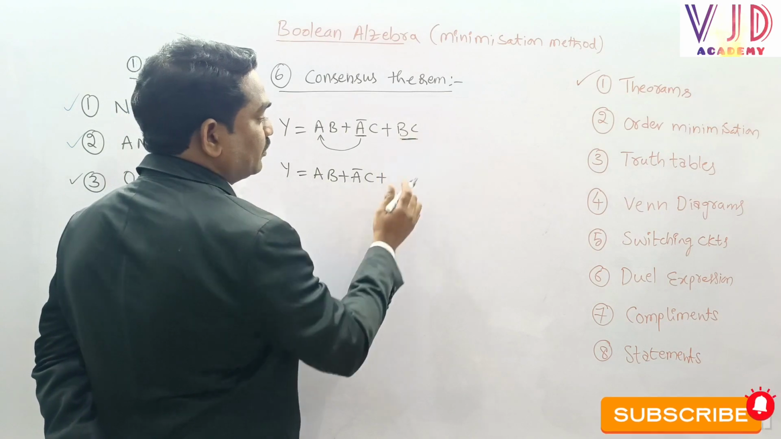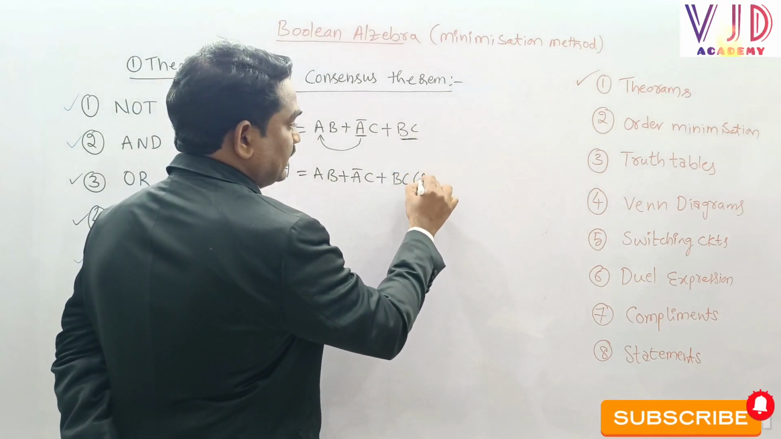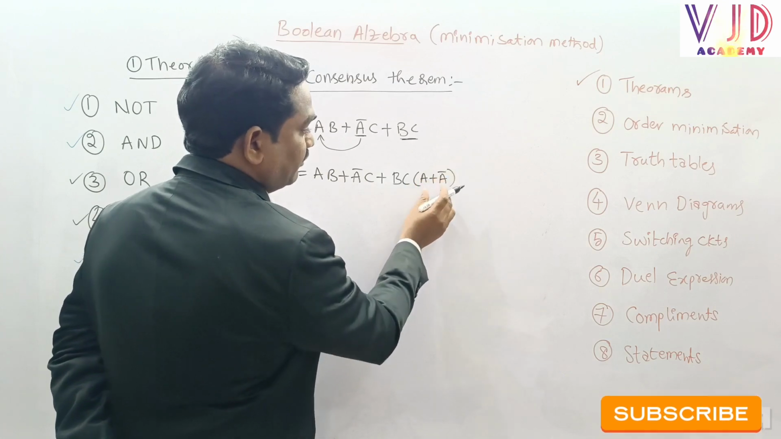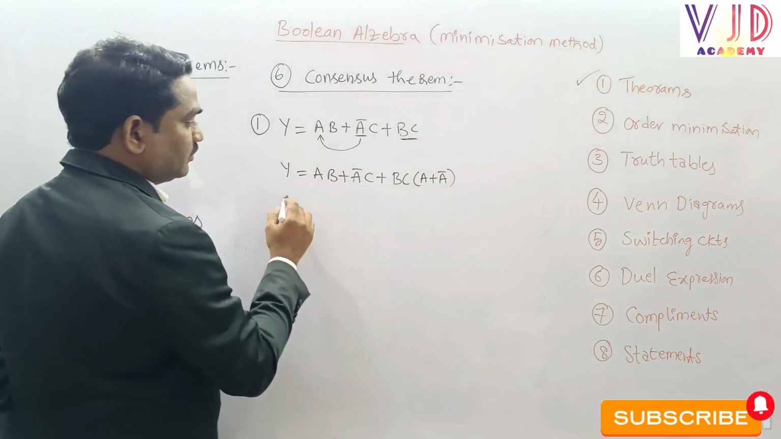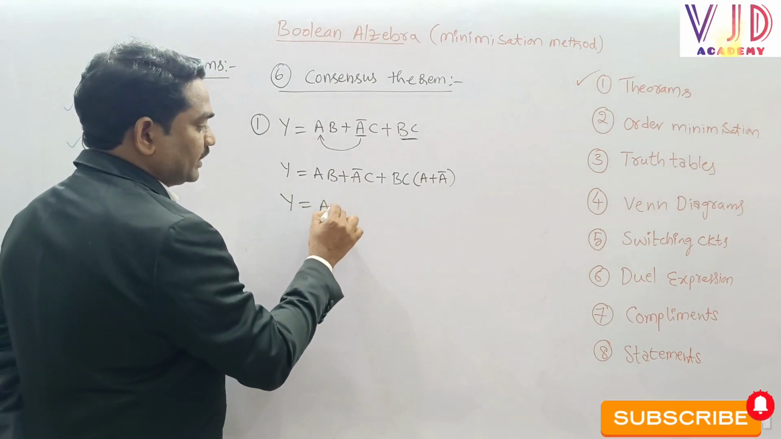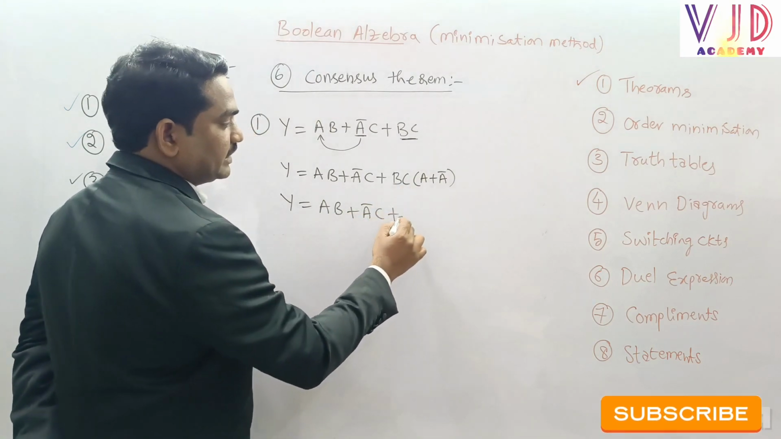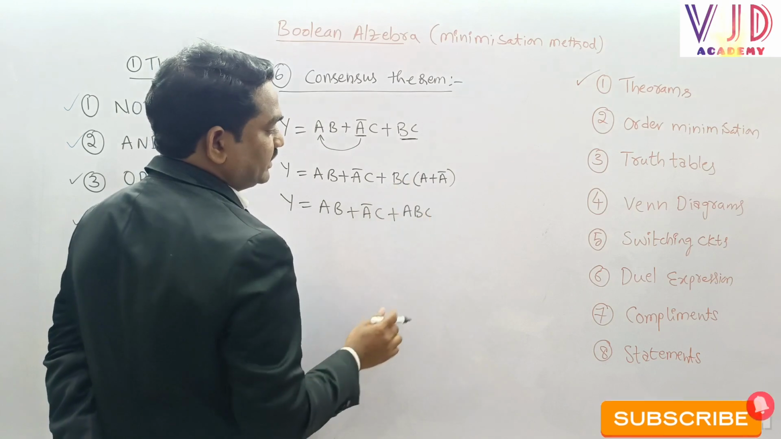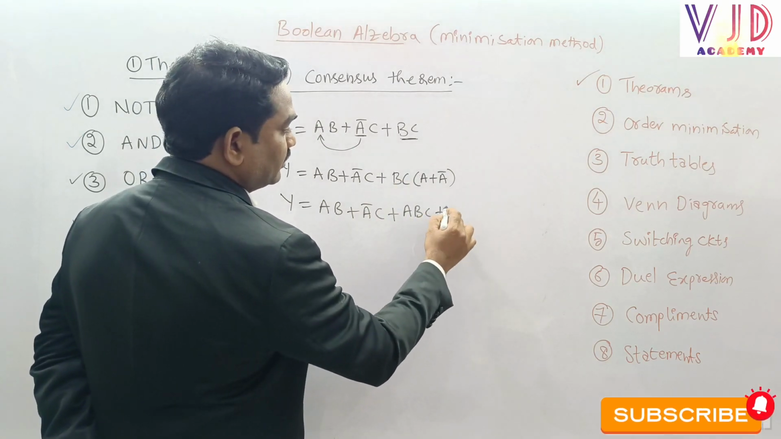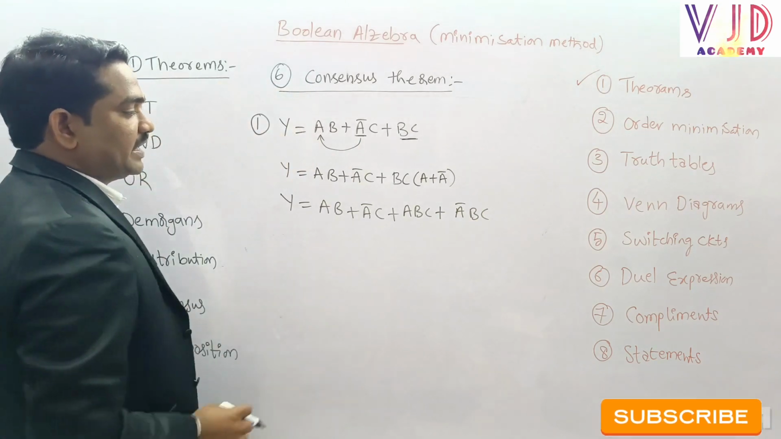Sir, here there is no A, so what I am doing is BC into A plus A bar. We know that I want to multiply by A plus A bar, which we know is 1. So what will happen, sir? Y equal to AB plus A bar C plus BC multiplied with A, so that ABC, and now A bar BC. Now this is the expanded term.